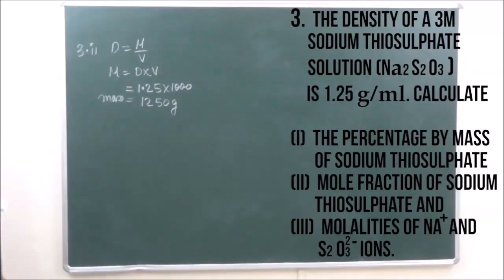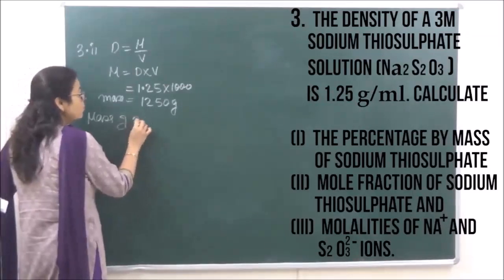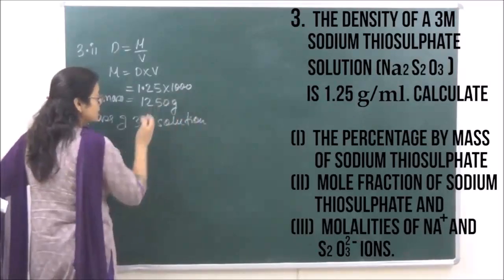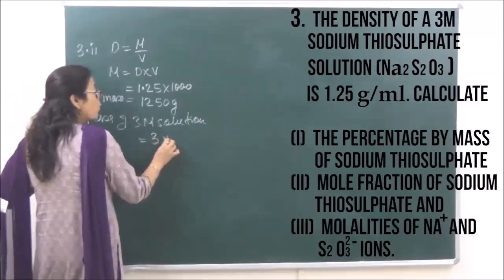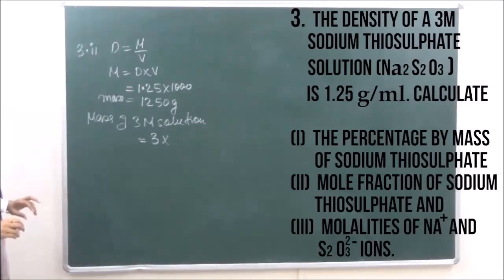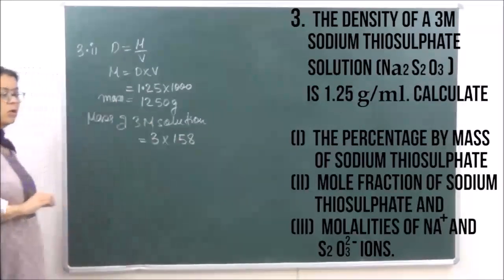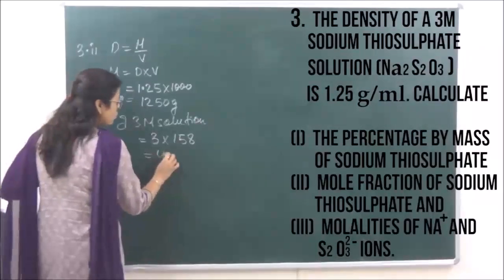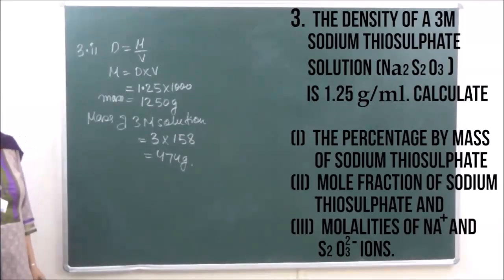How will we calculate that? The mass of 3 molar solution will be equal to 3 into the molar mass of sodium thiosulfate, which is 158. When we calculate this, it comes to 474 grams. Now we have to calculate the mass percentage.